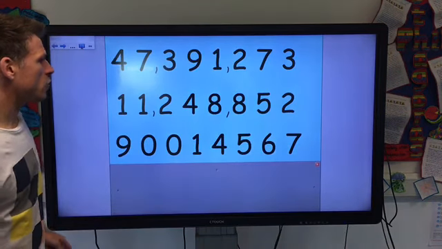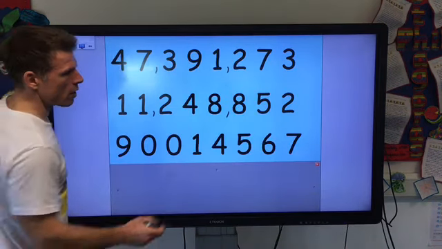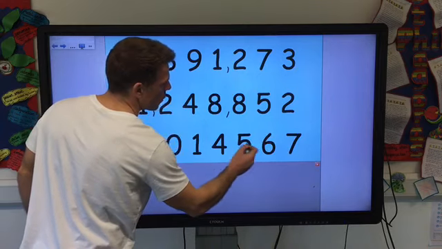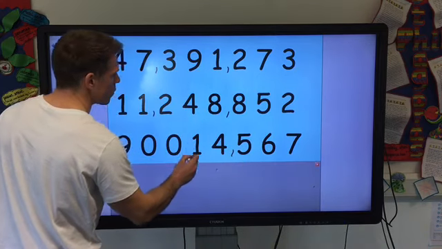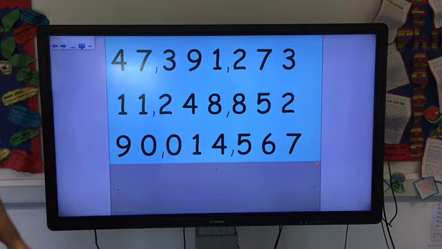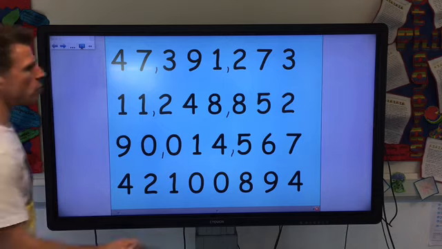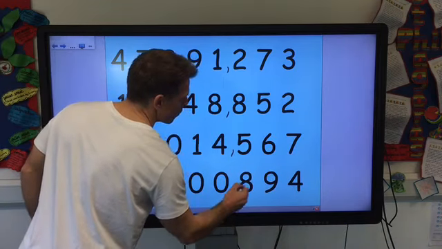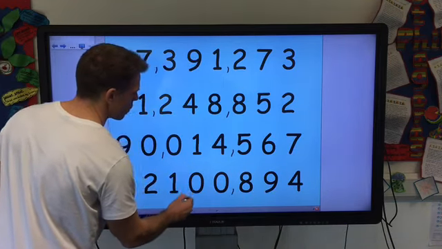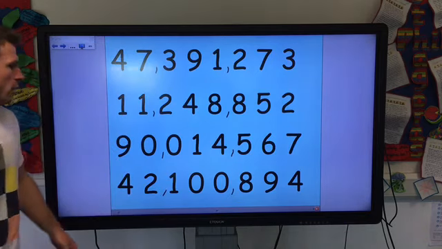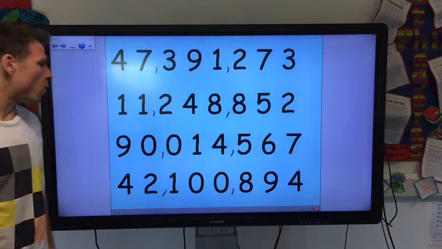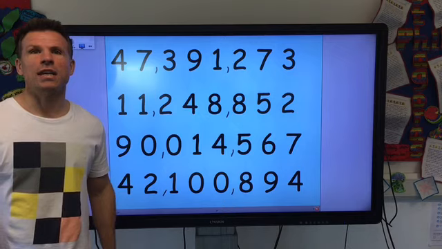11,248,852. Get a bit tricky now because it's got some placeholders in this one. Let's count it back. 1, 2, 3. 1, 2, 3. Let's have a look at this. 90,014,567. And last one. 1, 2, 3, comma, 1, 2, 3, comma. This one says 42,100,894.